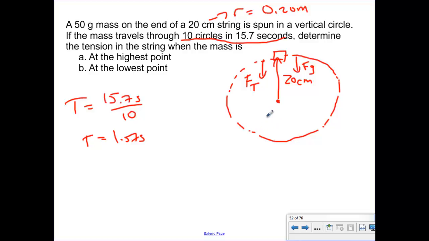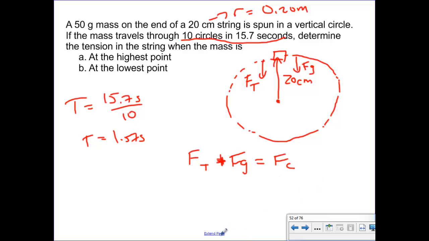Those are your two forces. Those are going to have to be equal to your centripetal force then. So our formula is this: our tension plus our gravity is going to have to be equal to our centripetal force.